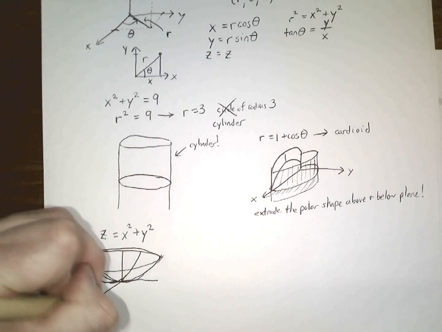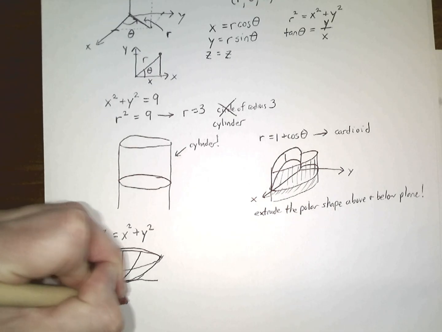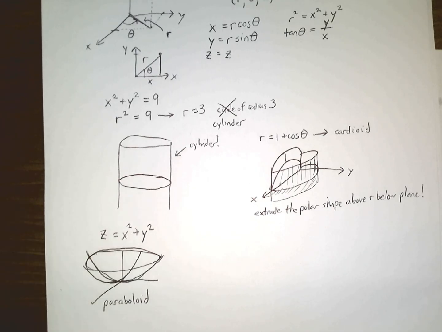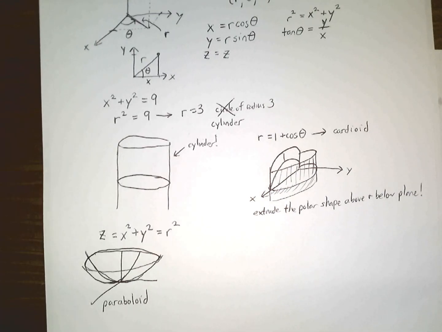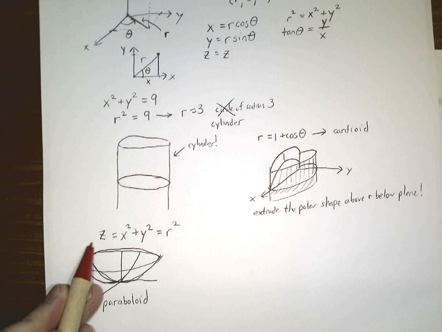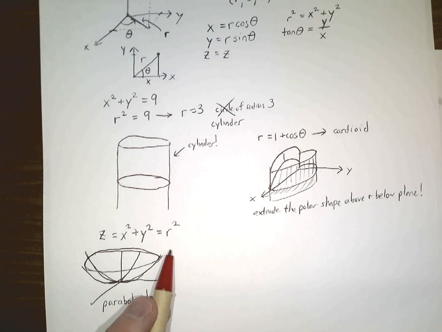This is called a paraboloid. It's a shape made from a bunch of parabolas. And so this is another kind of shape that we can build in 3 dimensions. In Cartesian coordinates, it's ugly, but we can always replace this x squared plus y squared with a nice simple r squared, and that is much cleaner to have just the equation z equals r squared. It's a very simple way to express this more complicated shape.